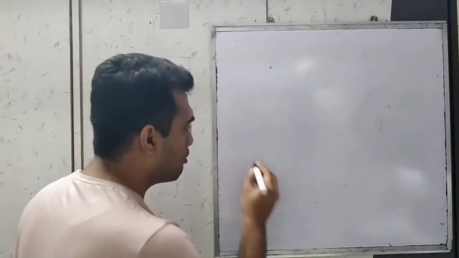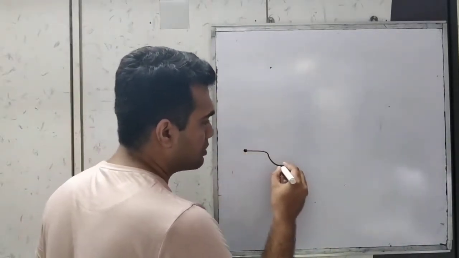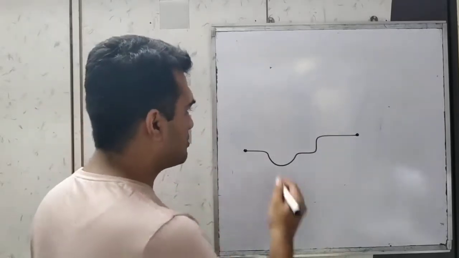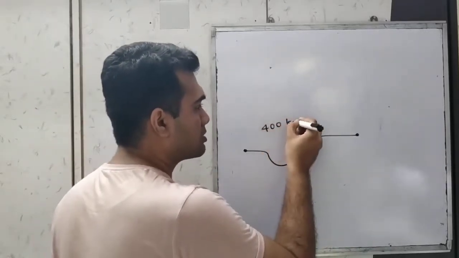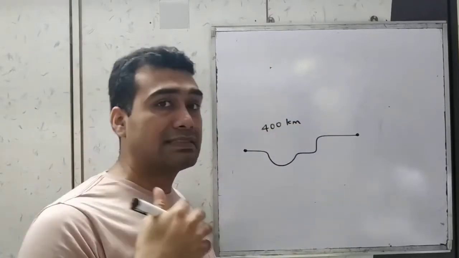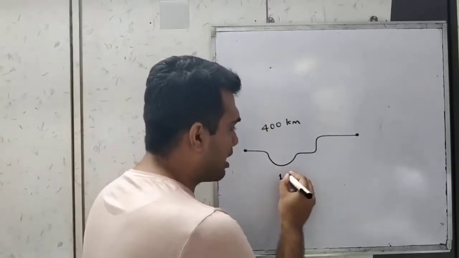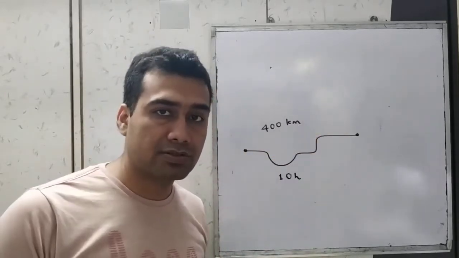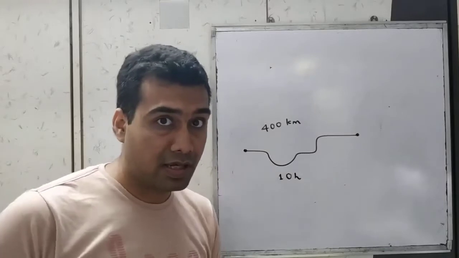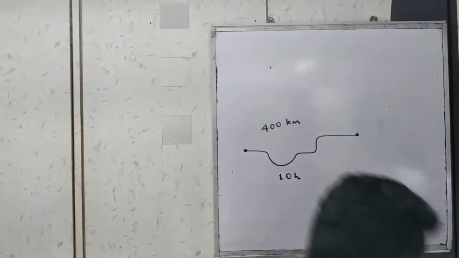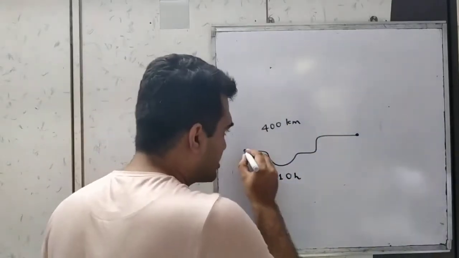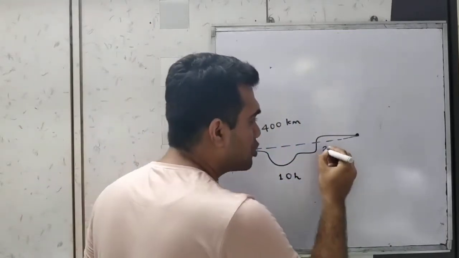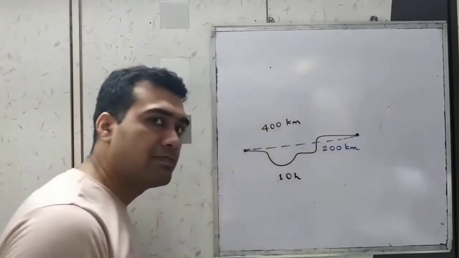If a person moves from Mumbai to Pune, and let's say the total distance covered is 400 kilometers, and the total time taken is 10 hours. Now the distance traveled is 400 kilometers, but the displacement is not 400 kilometers because the displacement is the shortest route between the starting and the ending point, which in this case, let's say is 200 kilometers.